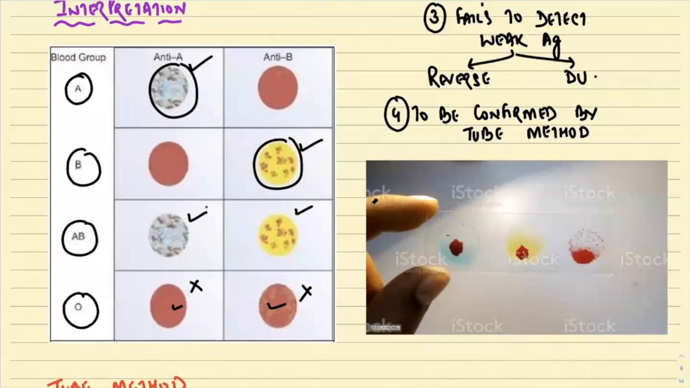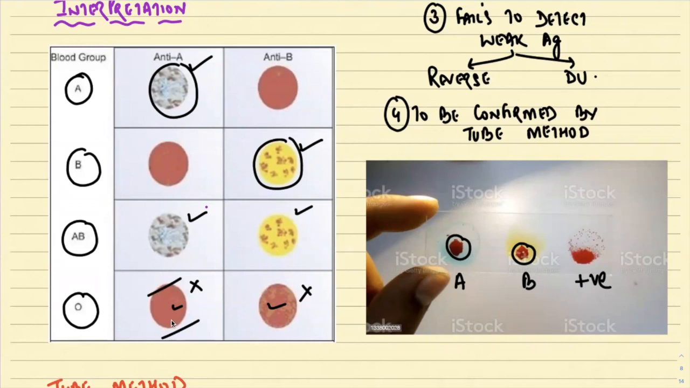This is AB positive. See over here, as I told you, this entire thing has formed a clot. This is A positive, this is B positive, and this is RH. Okay, so RH has also been done. So this is AB positive blood group. I told you when the clotting will occur, you will be able to see the color exactly as it is. If the clotting will not be done, then you will see only red color.